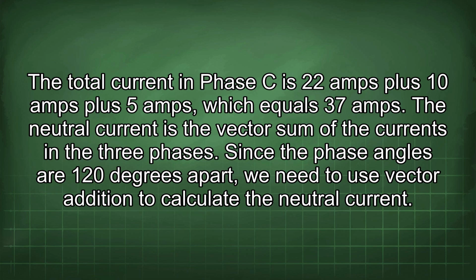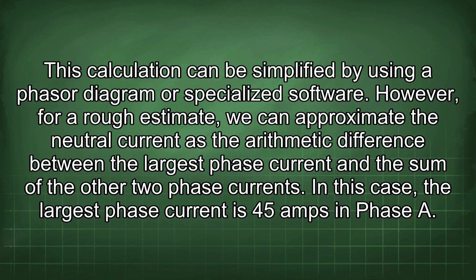The neutral current is the vector sum of the currents in the three phases. Since the phase angles are 120 degrees apart, we need to use vector addition to calculate the neutral current. This calculation can be simplified by using a phasor diagram or specialized software. However, for a rough estimate, we can approximate the neutral current as the arithmetic difference between the largest phase current and the sum of the other two phase currents.